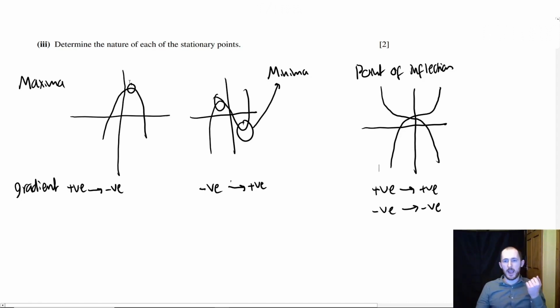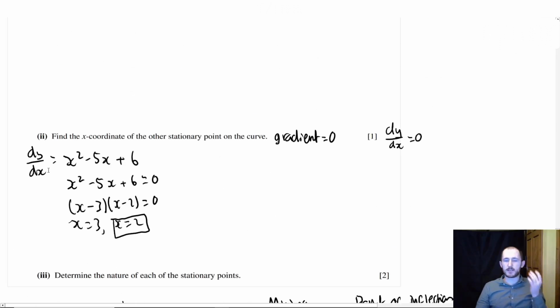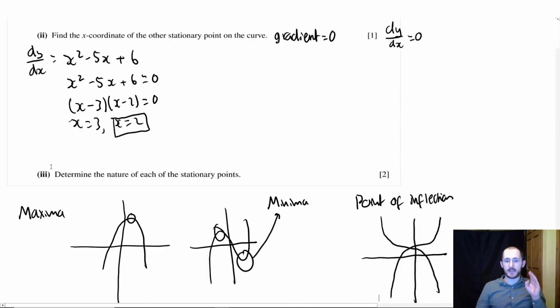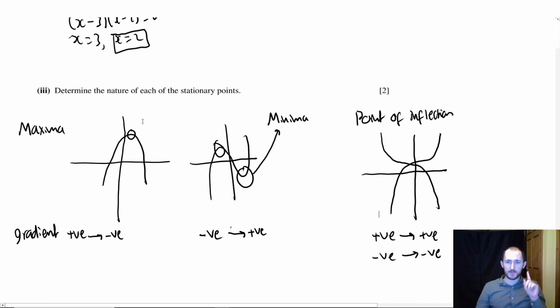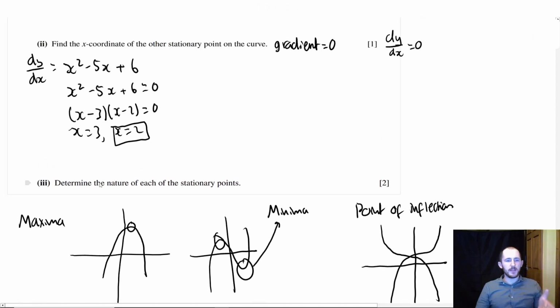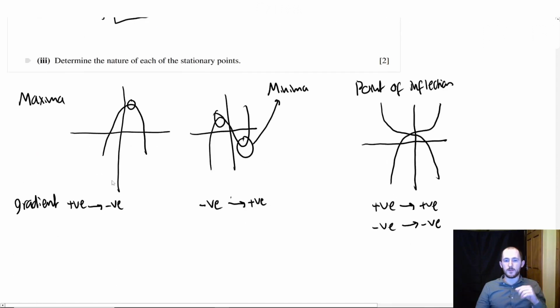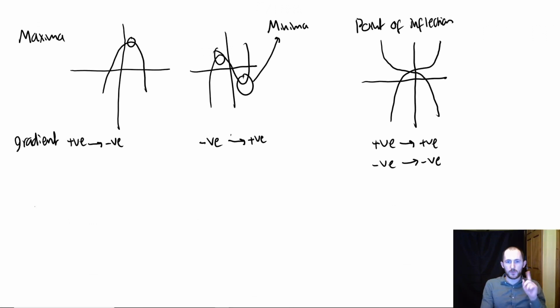Well, first of all, at these points, the gradient's always equal to 0. So dy by dx doesn't help us here. dy by dx tells us that there is one of these 3 points, but it doesn't tell us which of the 3 points it is, a maximum, minimum, or point of inflection. So, how do we determine the nature of them? What we do is we take the second order differential. We look at d squared y by dx squared.